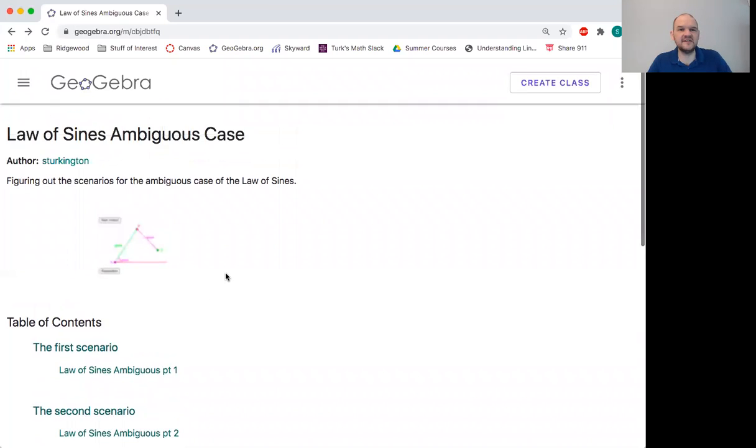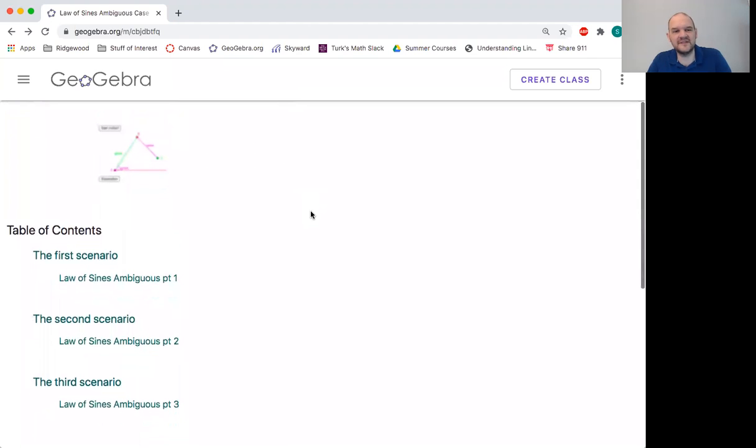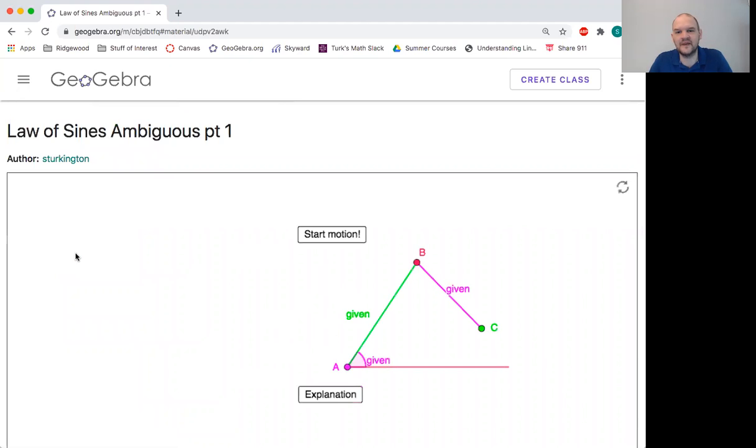You can actually get to this. I don't know if I have a link to it anywhere, but if you type in geogebra.org/m/cbjdbtfq, so rewind the video and get that again if you want it. I think it'll take you to this, and you can play around with it. Playing around with this is a pretty good way to understand it. So let's take a look at what we're dealing with.